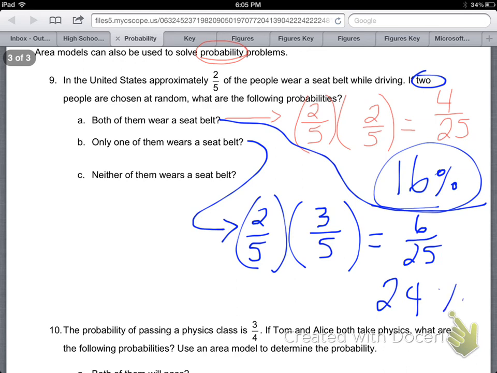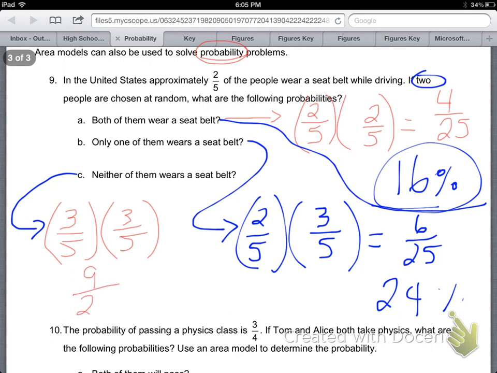And then the last one, C. If neither of them wear a seatbelt, so we have 2 people, and neither one is going to wear a seatbelt, that would be 3 out of 5 times 3/5. Put that in the calculator or just multiply it if you know how. It gives you 9/25, which is 36%.